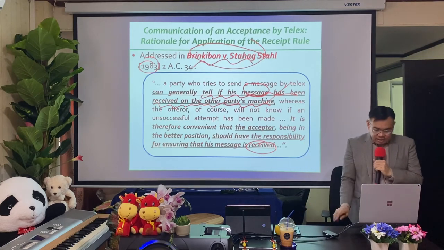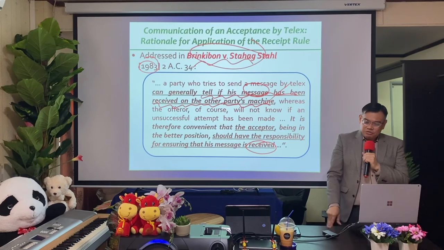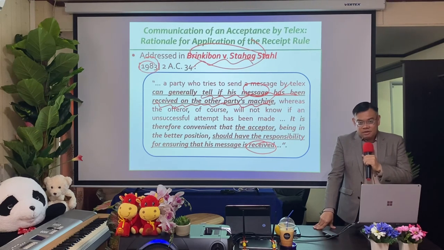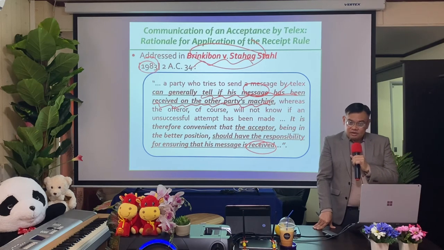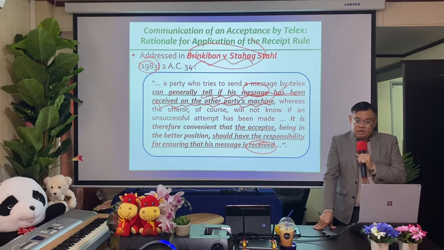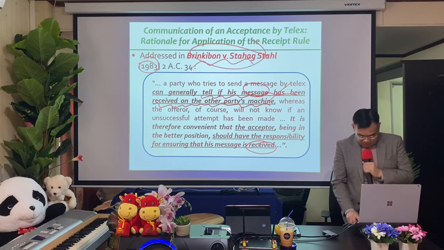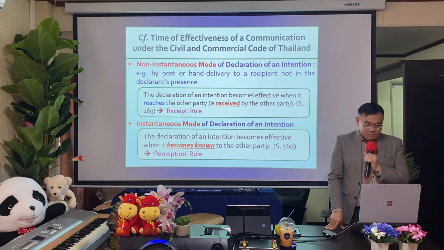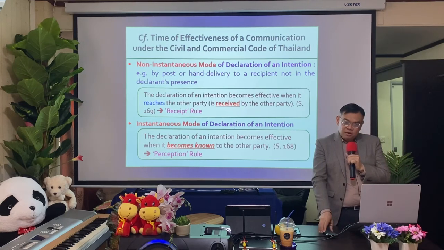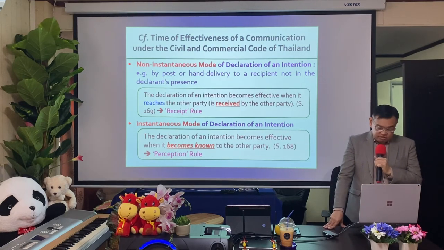So in this case, the English courts have taken the view that where an acceptance is made by telex, it will be effective. It will be regarded as having been communicated to the other party and having become effective when it is received by the other party. Okay, so I think that means you are clear about the position in English law.